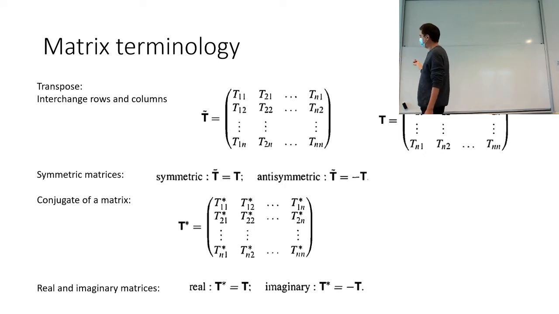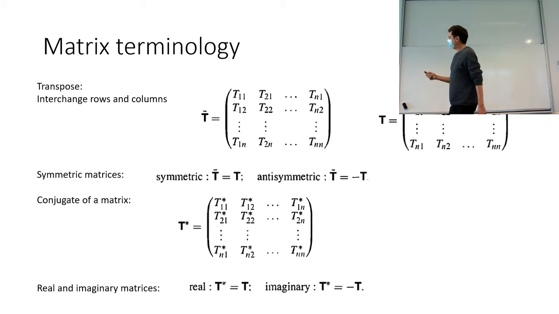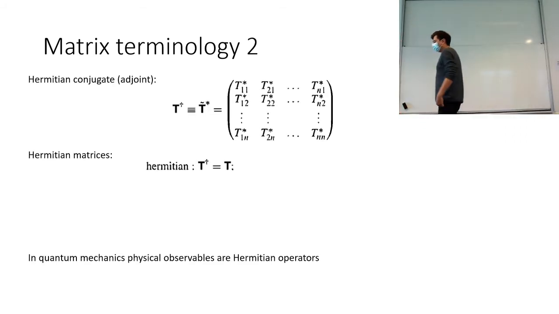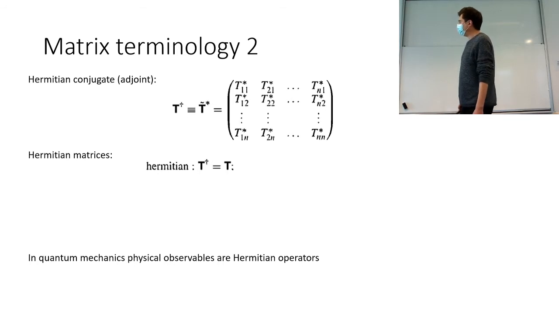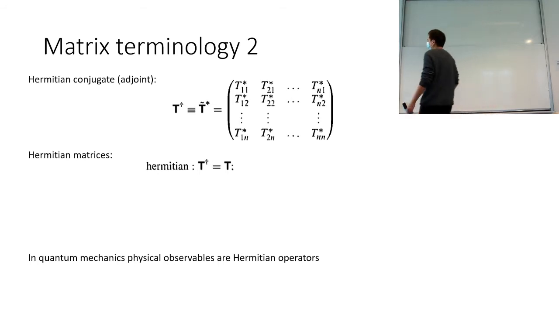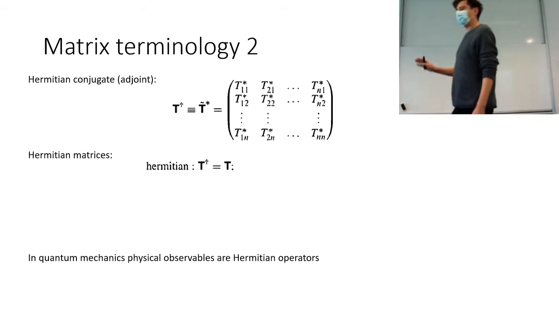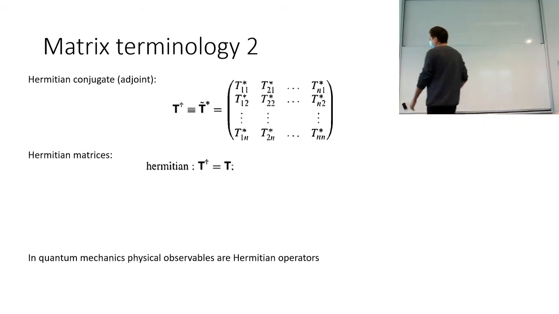Some special matrices are symmetric or antisymmetric. And you can also take a conjugate of a matrix, which just means taking a complex conjugate of the whole matrix. And you can have matrices that are real, that means all the elements are real, or all imaginary. What's quite important in the context of quantum mechanics is this Hermitian conjugate, which is taking both the conjugate and the transpose. It doesn't matter what order you do that, it gives the same result.